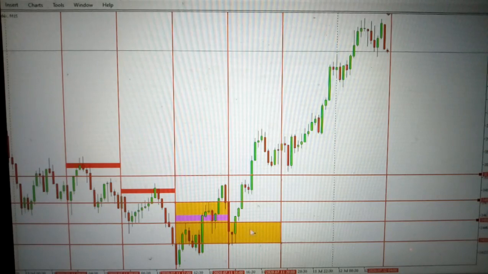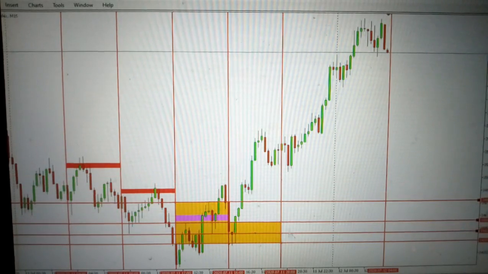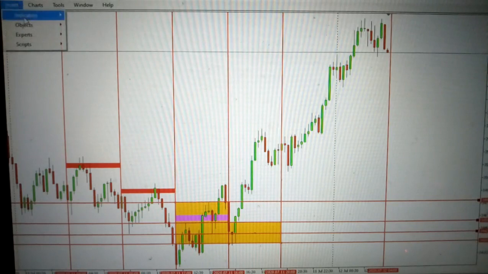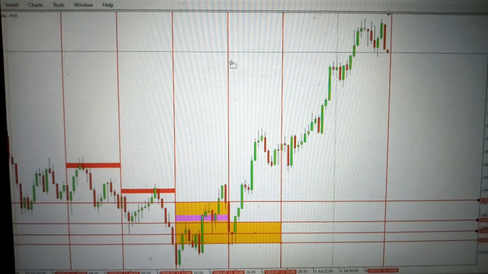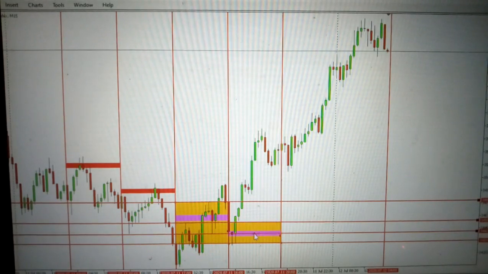So for me to map out the exact point where my support is, I'll divide that box into two, and then I'll use a red colored shape to map out the support zone. Now my support zone should be around here.